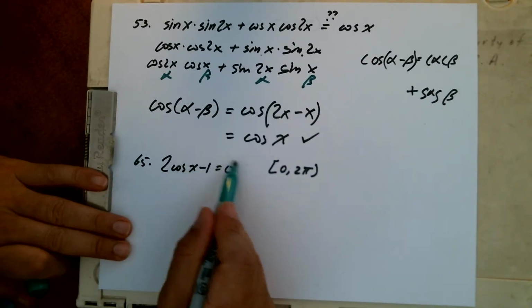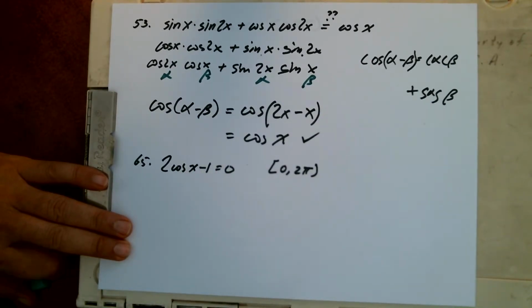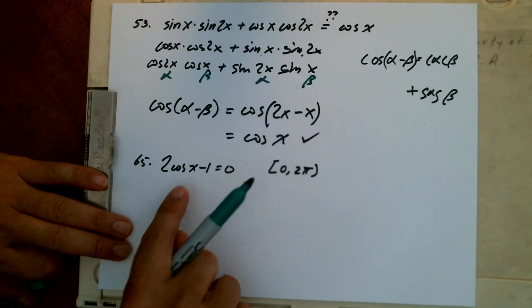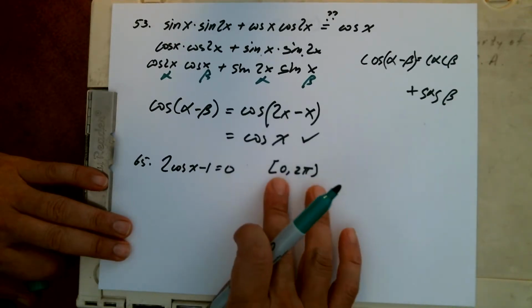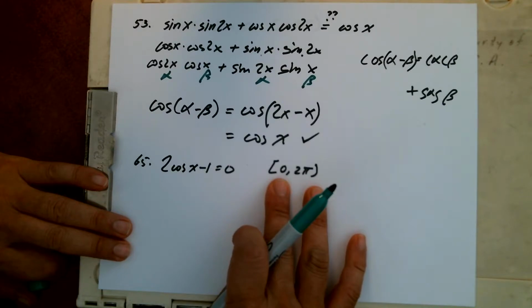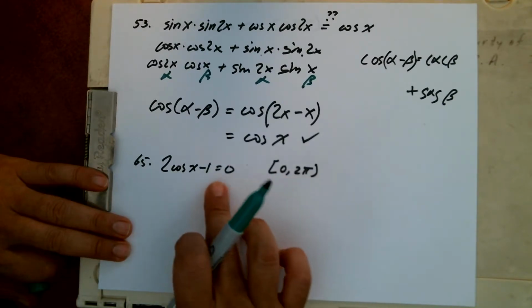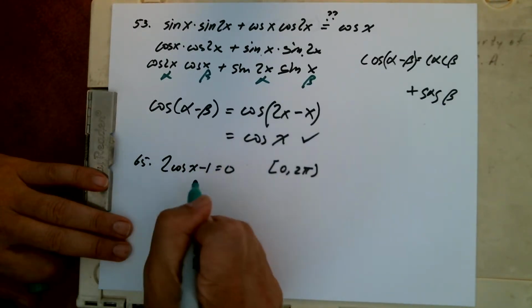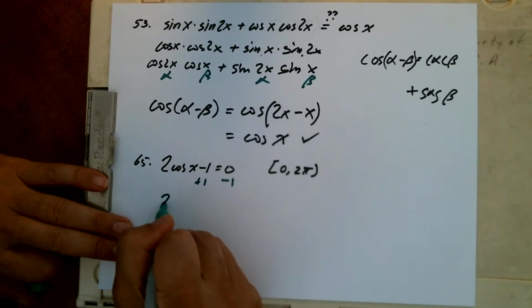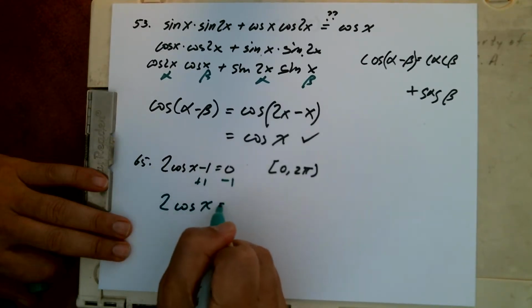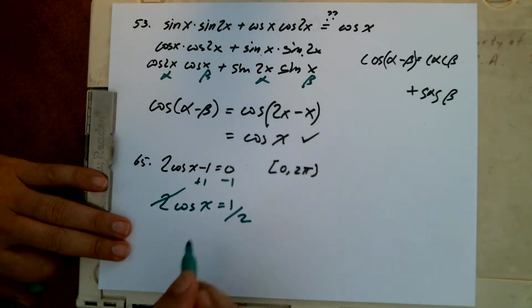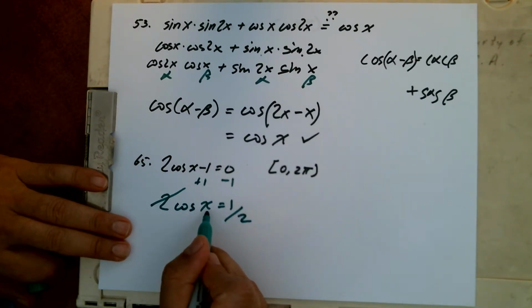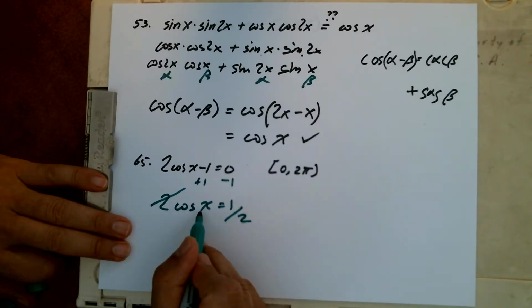This is an equation, so you have to solve this out. Let's see how you can solve for the x value. And it says the interval is between 0 and 2 pi. So what do we do? We first move the 1 over by adding 1 to both sides. 2 cosine of x is equal to 1. Take that 2 out, divide by 2 right there. So what angle will give me 1/2? Cosine of what angle?